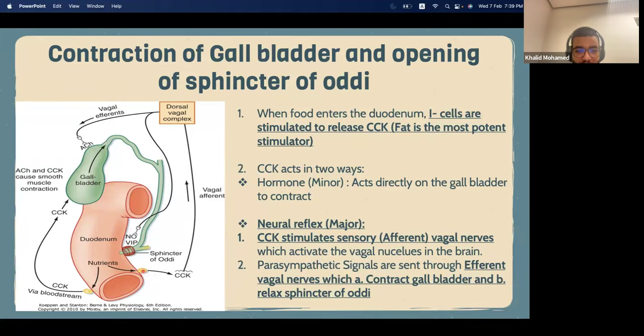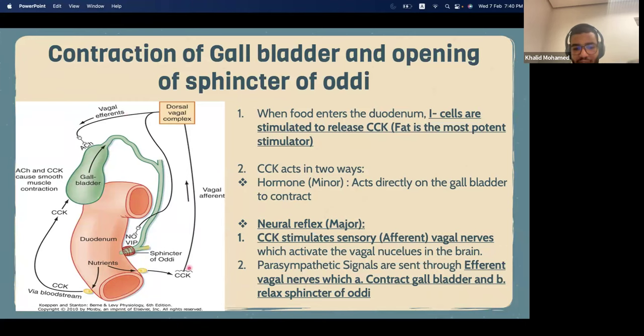So what happens is when cholecystokinin is released, it binds with the vagal afferents. Afferent, with an A, means going to the central nervous system, and efferent, with an E, means going out of the central nervous system. Efferents are always carrying the action. If it was a motor action, it will carry motor fibers. If it was a parasympathetic action like this, it will carry parasympathetic fibers to cause the effect.